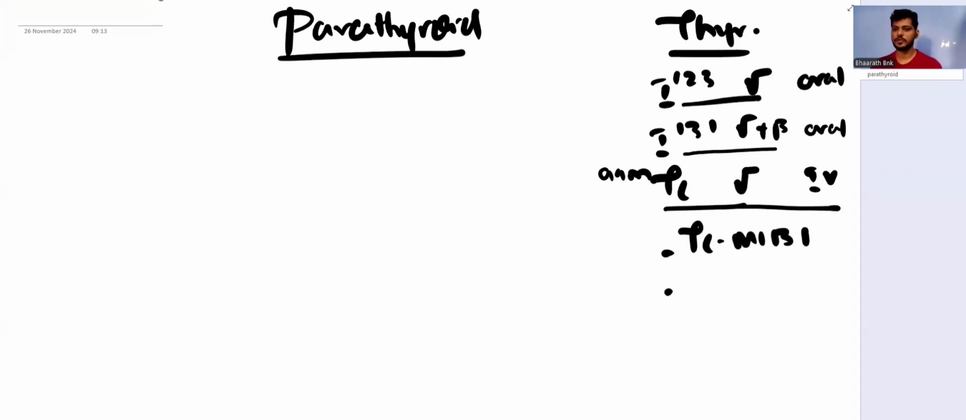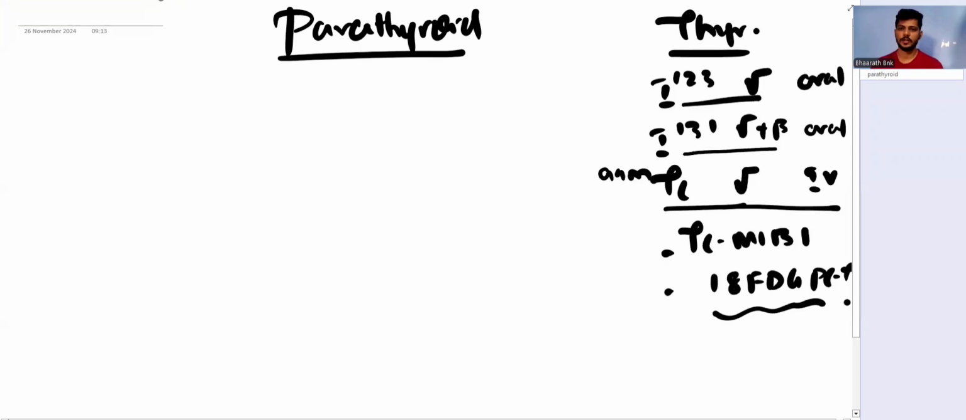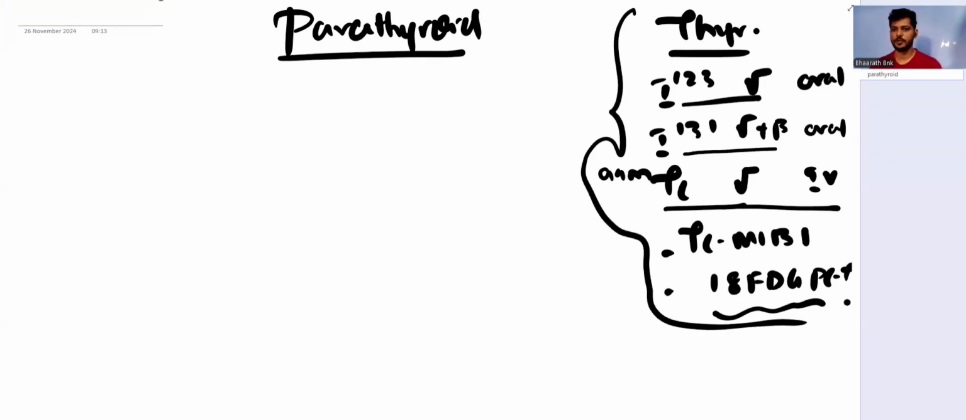You can also use 18-FDG PET for distant metastasis. So even these can be used for thyroid diseases. So these are all the radionuclide options available for a thyroid disorder.